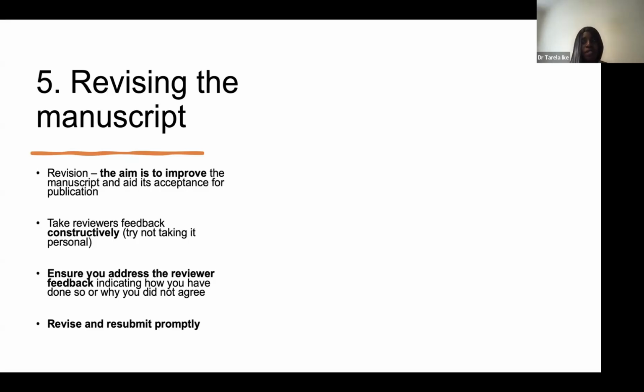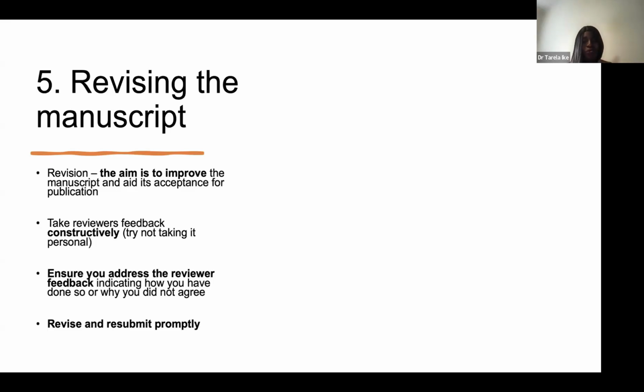And one way to do that is to take the reviewer's feedback constructively. I know some of us might have had that reviewer two experience where the comment could be quite harsh. So just try as much as possible to see it in a more positive light. Okay, maybe this person wants me to improve the overall quality of the manuscript, and take it positively. Don't take it personally.